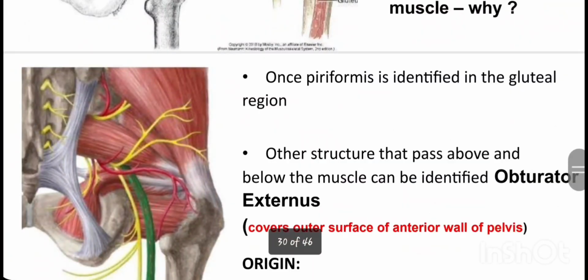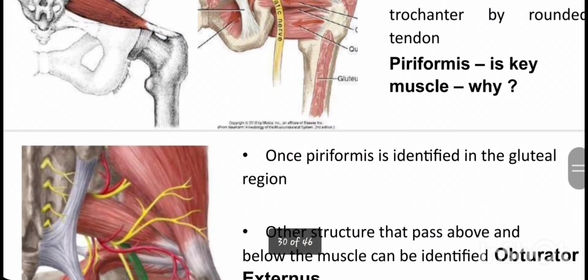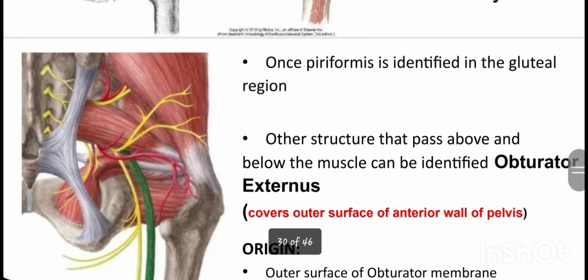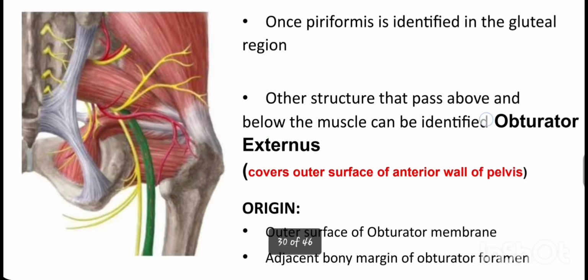So we have to know why the piriformis is a key muscle of the gluteal region, because some structures pass above it and some below it. As we know, we have two foramina, the greater sciatic foramen and the lesser sciatic foramen. In the greater sciatic foramen, the piriformis passes through it, and some structures pass above it, some below it. We will be seeing that.